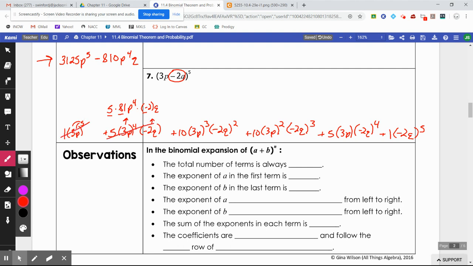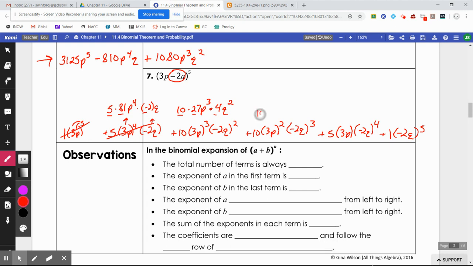So we're done with those two sets of parentheses, or two terms. Here I have a 10. 3 to the third is 27p to the third. Then -2 to the second would be a +4q to the second. We've got to do 10 times 27 times 4. I believe that's a multiplication. That's plus 1080 p to the third q to the second.